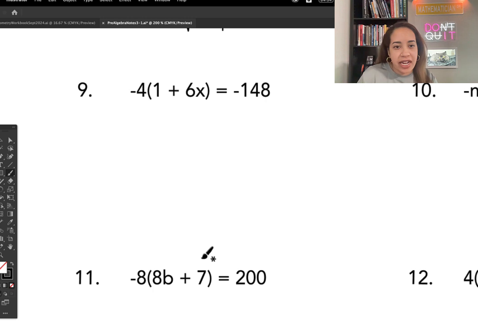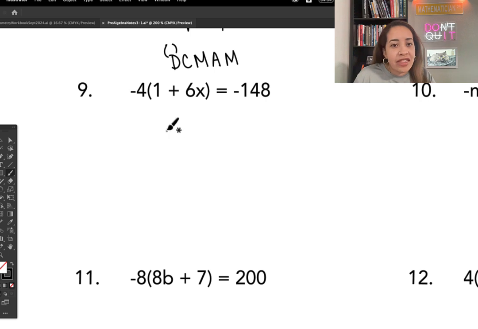Here is number 9. Let's think through our steps using the phrase, "Don't call me," after midnight, where the D means to distribute. In this problem, I do see parentheses, so I do need to distribute. I'm going to take negative 4 times 1, and I will do negative 4 times 6.